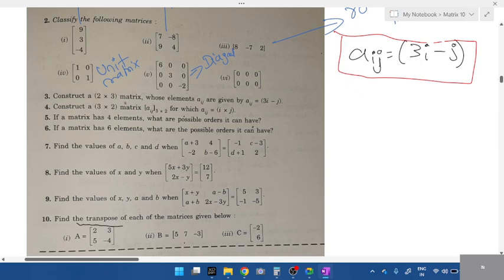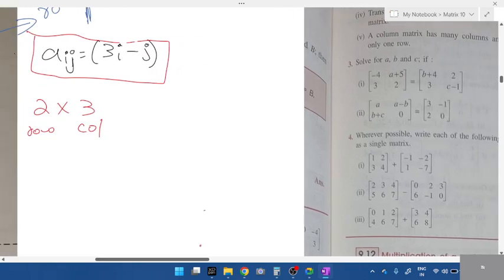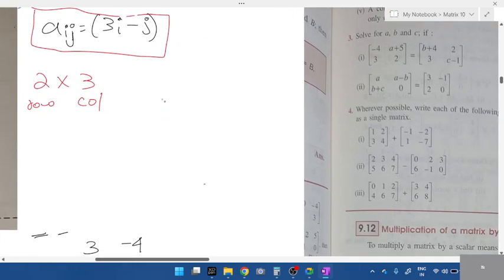Okay. What is the order given? Order of matrix given? 2 into 3. What do you mean by 2 into 3, students? How many rows? 2 rows and 3 columns. 2 rows, 3 columns whose elements are given by Aij, and they've given a formula. Okay. Now, according to this formula, you need 2 rows and 3 columns. Look here.